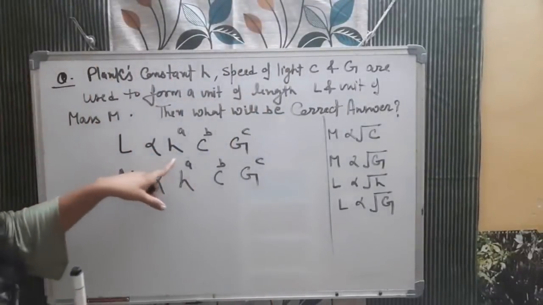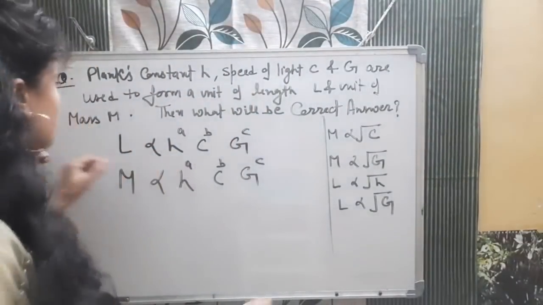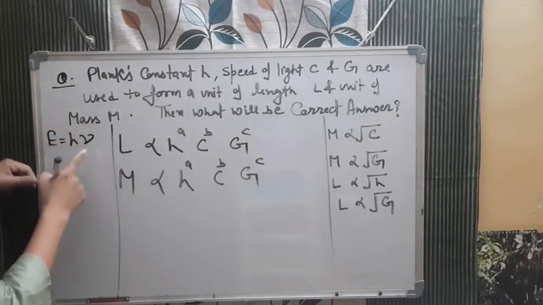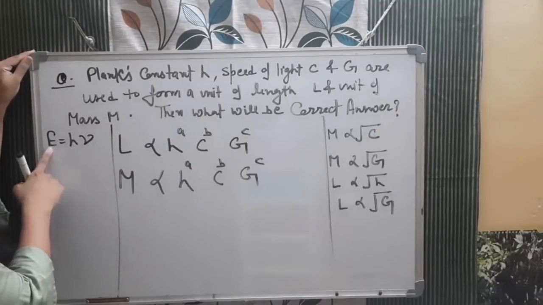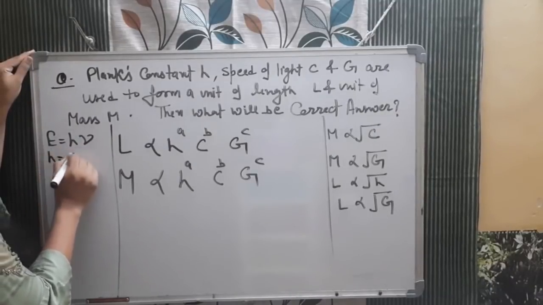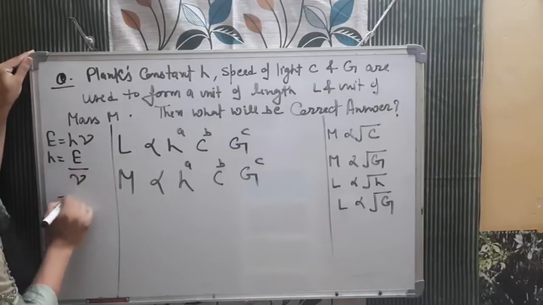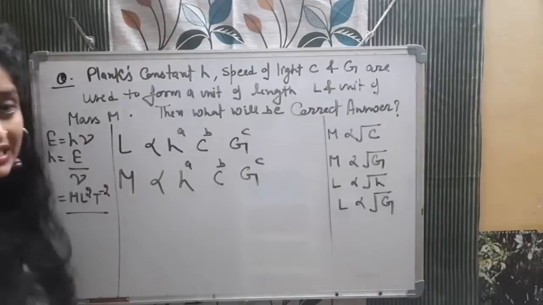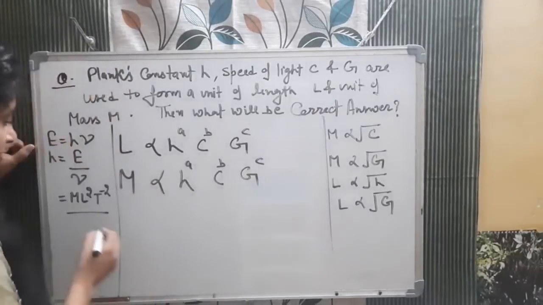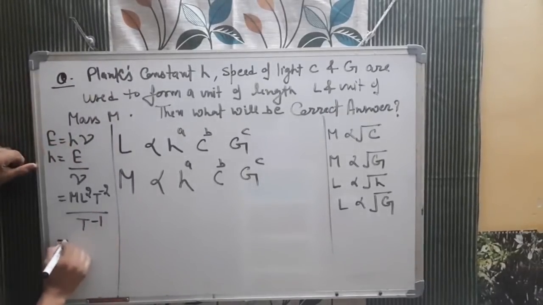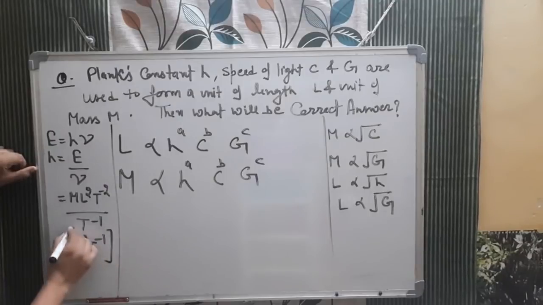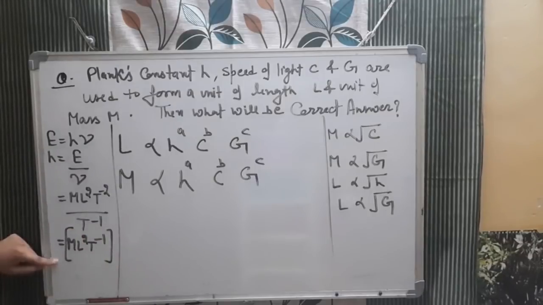Before that we should know the dimensional formula for Planck's constant. Children, the very famous Einstein equation: E is equal to h nu. Here nu is frequency, E is energy, h is Planck's constant. So h will be E by nu. Now you all know energy is M L^2 T^-2 and nu, frequency, is the reciprocal of time, 1 by T, so it is T^-1. So M L^2 T^-1 will go upside, giving M L^2 T^-1. This is the dimensional formula for Planck's constant.